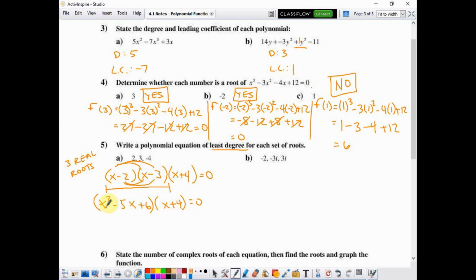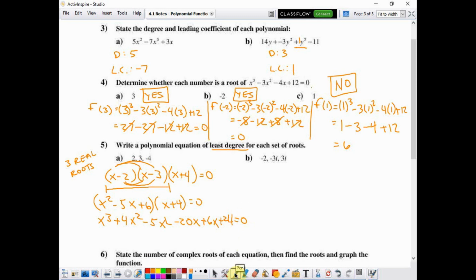Okay, then we'll distribute all of these to all of these. So I've got x squared times x is x cubed. X squared times 4 is 4x squared. And negative 5x times x is negative 5x squared. Negative 5x times 4 is negative 20x. 6 times x is 6x. And 6 times 4 is 24. Okay, so there's my equation.